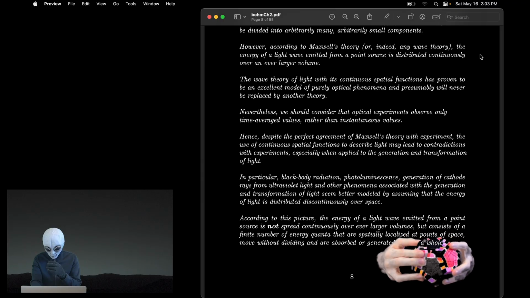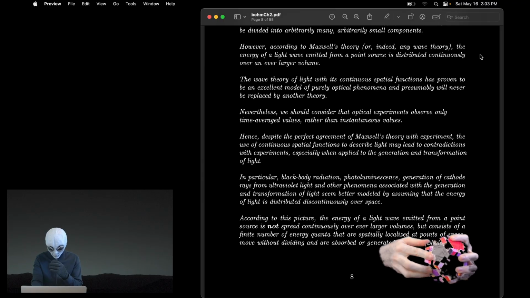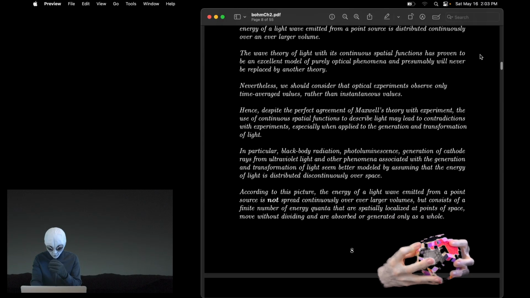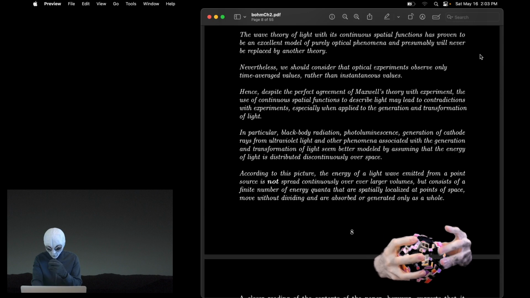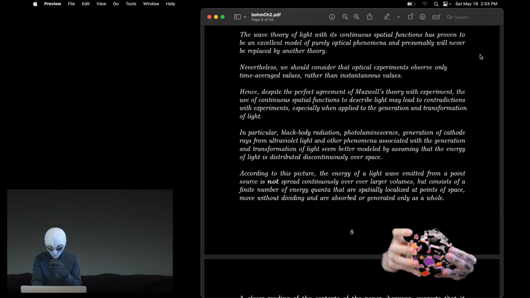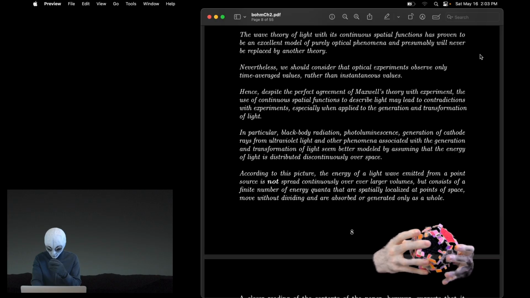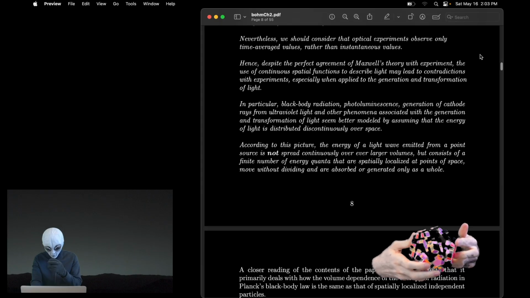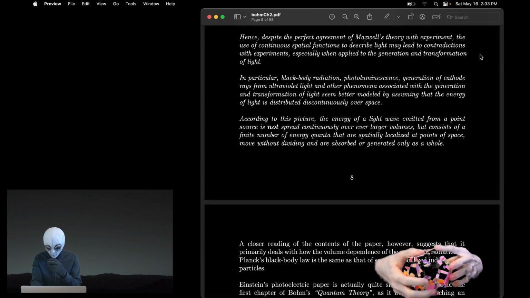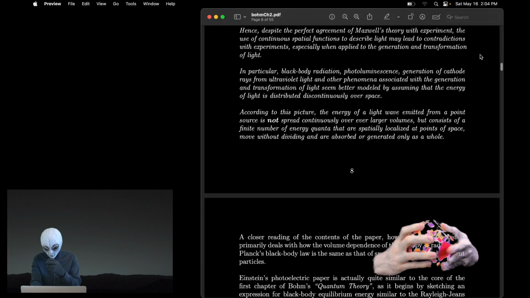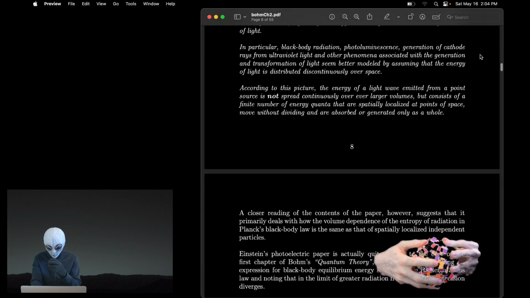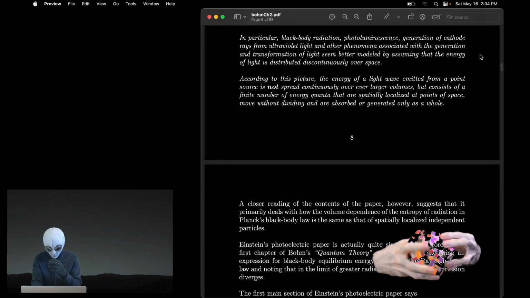Nevertheless, we should consider that optical experiments observe only time-averaged values rather than instantaneous values. Hence, despite the perfect agreement of Maxwell's theory with experiment, the use of continuous spatial functions to describe light may lead to contradictions with experiments, namely when applied to the generation and transformation of light. In particular, black-body radiation, photoluminescence, generation of cathode rays from ultraviolet light, and other phenomena associated with the generation and transformation of light seem better modeled by assuming that the energy of light is distributed discontinuously over space.